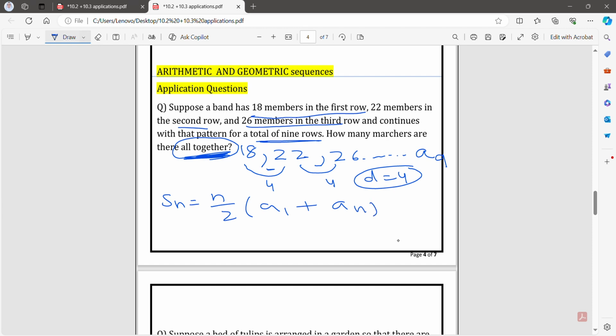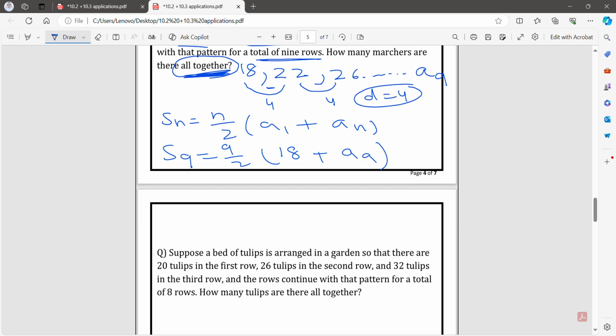Now what is n? How many terms do we have? 9, right? A total of 9 rows. So total terms are 9, S9. N is 9 over 2. A1 is your first term, and then an means a9. Now we don't have a9, because they give us only 4 terms, and they are saying we have 9 terms in total. So first we need to find a9, then we will replace it here to find the sum.